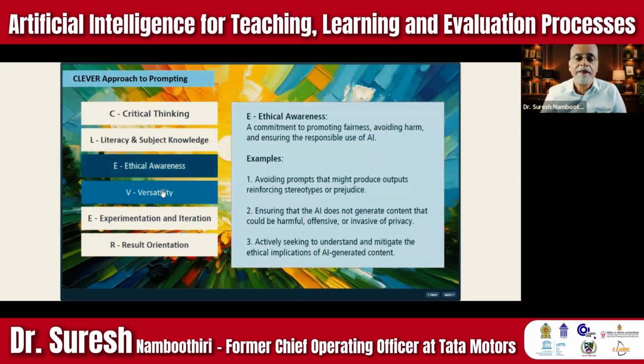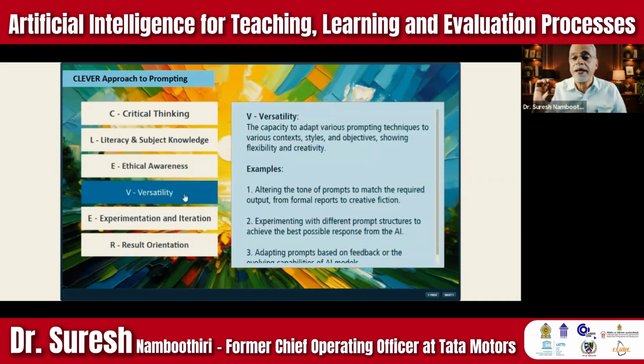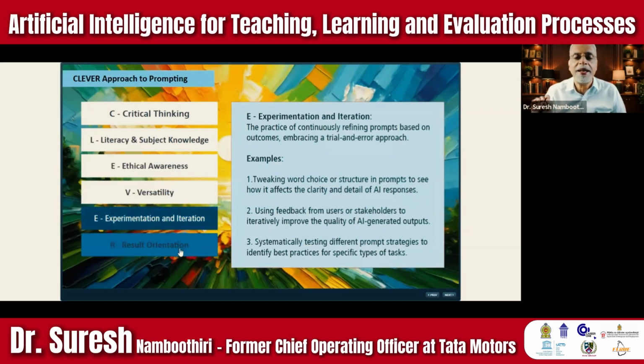V is versatility, the capacity to adapt various prompting techniques to various contexts, styles, and objectives, showing flexibility and creativity. This is what versatility is. E is experimentation and iteration. That is the practice of continuously refining prompts based on outcomes, embracing a trial and error approach.